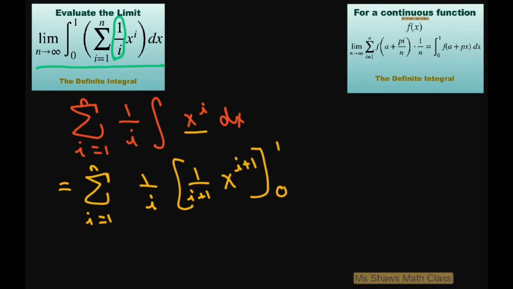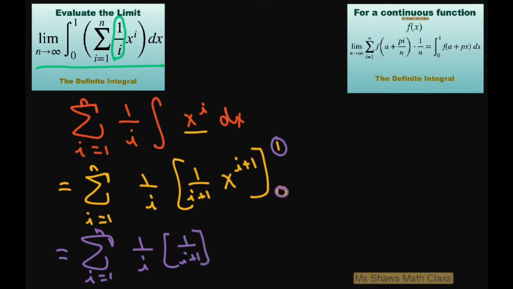Now, when you substitute in 1, we're going to get the sum. We still have to keep carrying this sum, i equals 1 to n, 1 divided by i. You're substituting in your x, so that's just going to give you times 1 divided by i plus 1. When you substitute in 0, it's going to 0 out. So basically, this is your answer for that.